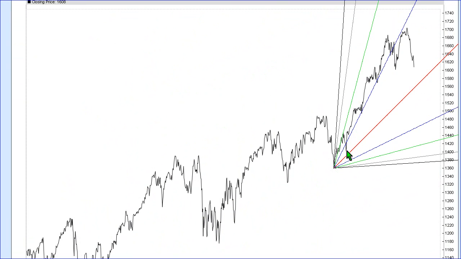Here we had a pullback, and as you can see, price broke through it but continued on, but the Gann angle held the move all the way up. If I draw a trend line, I have to wait till that point is formed before I can use it. So you actually have a head start when you have a Gann angle.